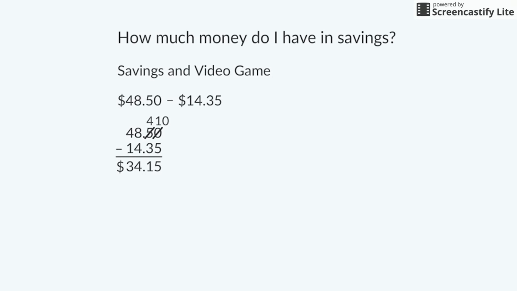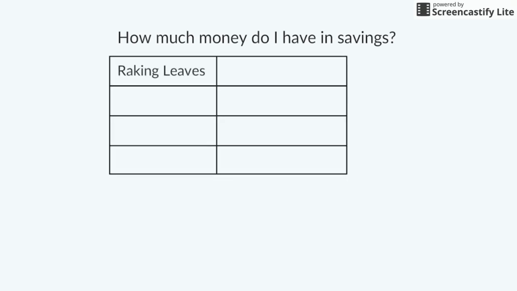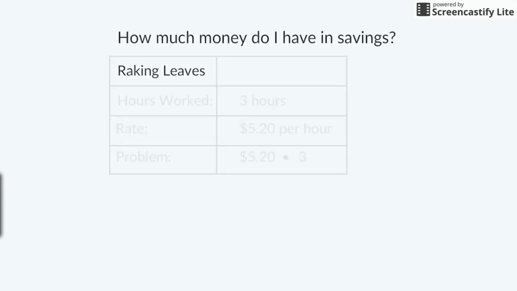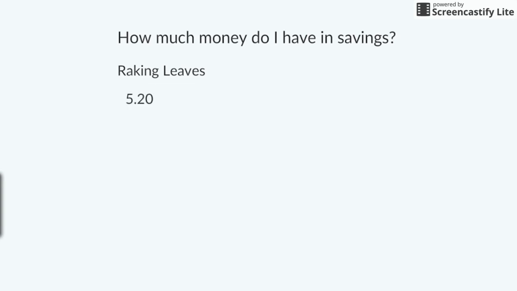Next, I'll find out how much I earn for my time spent raking leaves. I worked for 3 hours at $5.20 per hour. I'll use multiplication to find out how much money I earned because she paid me per hour. I'll write out the problem as $5.20 times 3. Next, I'll write out the multiplication vertically. I'm going to write 5.2 for the amount I earned per hour on the top, and 3 for the hours I worked on the bottom.